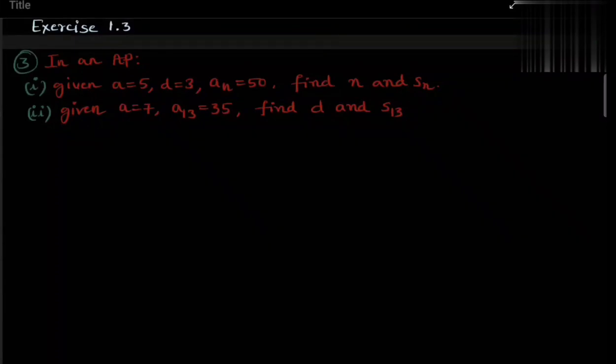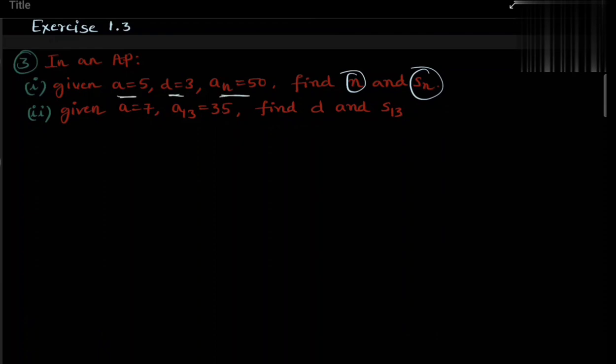In this class, we do the third problem of exercise 1.3, that is in an AP. So first one they given a is equal to 5, d is equal to 3, an is equal to 50, find n and Sn. So in this problem we have to find n and Sn. So here they given the first term, the common difference and the nth term.